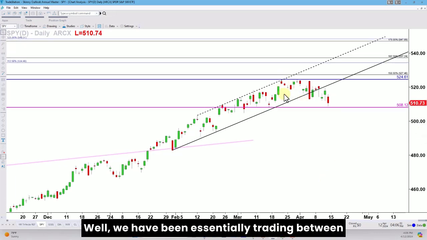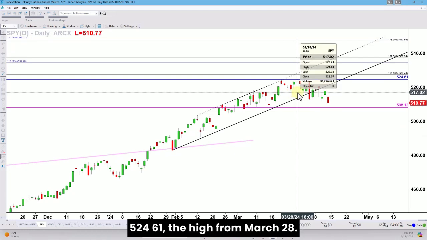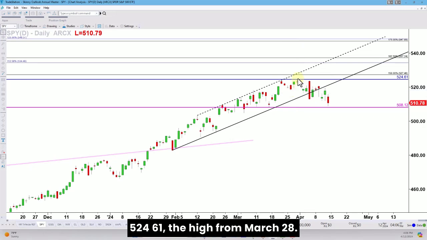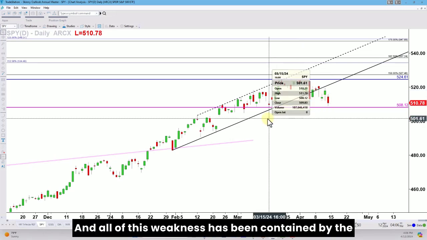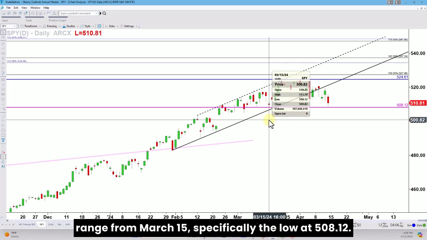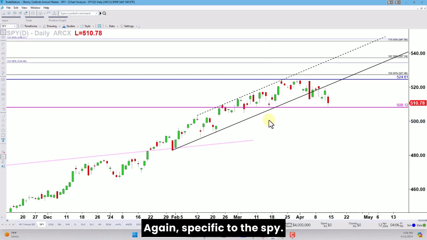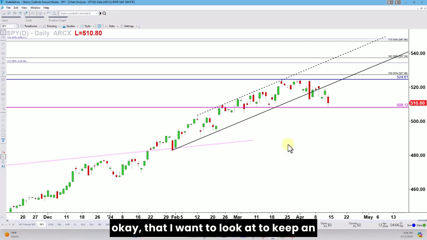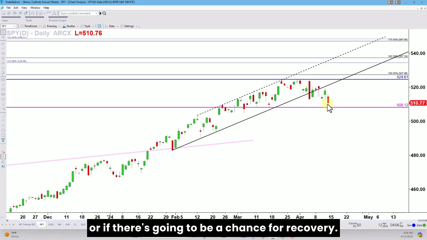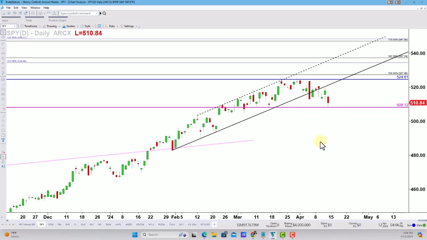Well, we have been essentially trading between 524.61, the high from March 28th, and all of this weakness has been contained by the range from March 15th, specifically the low at 508.12, again, specific to the SPY. This to me is the most important short-term level that I want to keep an eye on, to see if bears are going to fully take over or if there's going to be a chance for recovery.